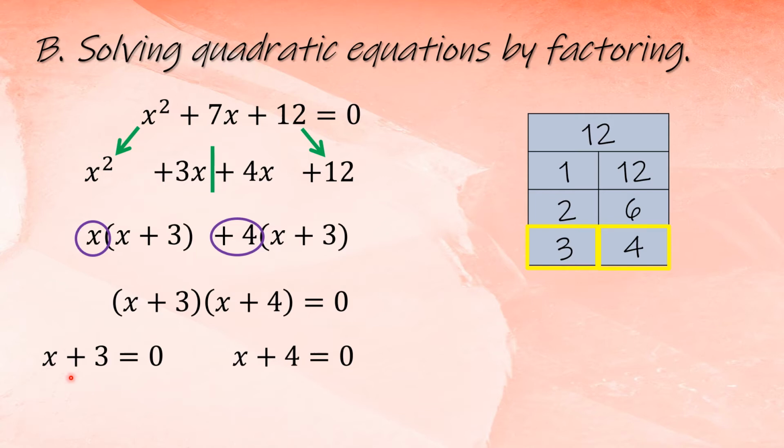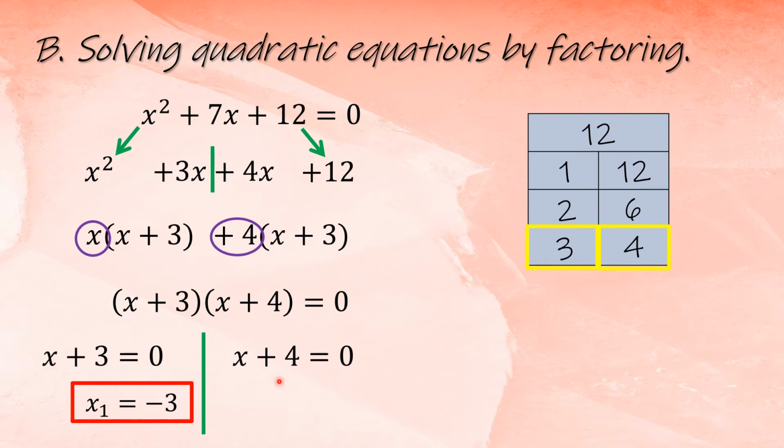Okay, when we are finding the value of x here, you just have to transpose this positive 3 to the right side of the equation. Ganon din sa positive 4, we have to transpose this into the right side of the equation. So, this will now become x sub 1 is equal to negative 3. Because when we are transposing the constant to the other side, the sign will change. So, positive 3 will now become negative 3. And then, let us write sub 1 or 1 here so that we will know how many values of x we are going to find.